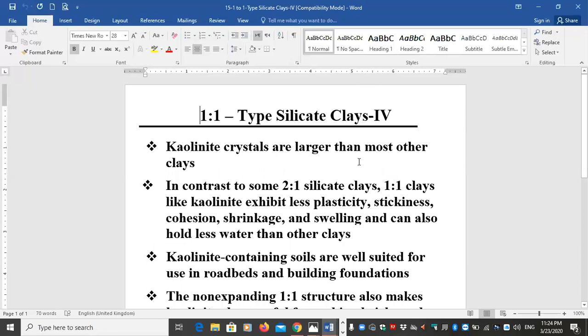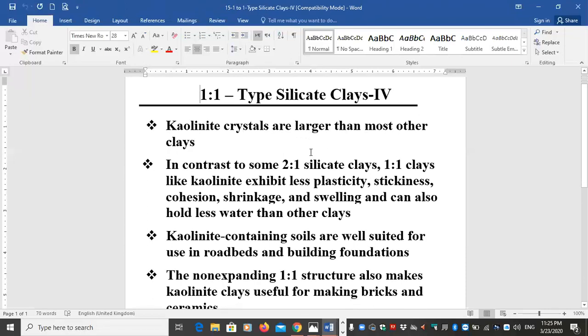Kaolinite crystals are larger than most other clays. Why are they larger? The reason is that many crystal units or layers can stay together because they are held by strong hydrogen bonds. So the possibility of finding so many of them together in nature is greater than for other minerals. That's why the crystals, which are made of so many crystal units, are larger than most other clays.